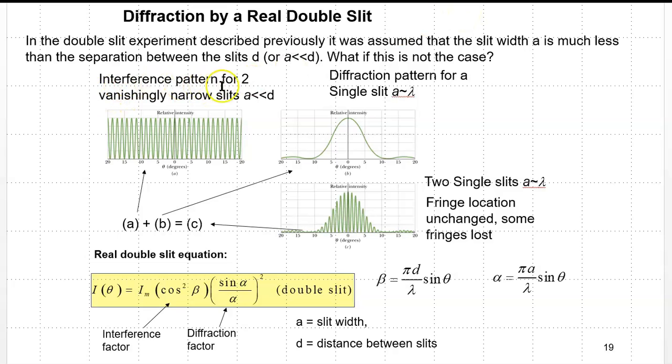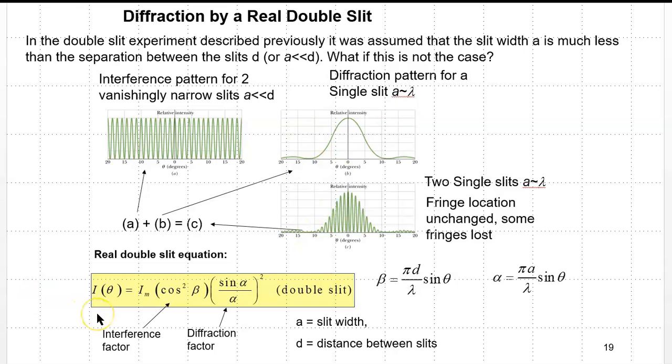Here we have an interference pattern for two vanishingly narrow slits where a is much less than d. Here we have a diffraction pattern for a single slit. Can you sort of see that if you add these two together, do a little bit of magic in your head, that you wind up with this? It turns out this is the envelope for this. You haven't changed the fringe locations, but you do lose some fringes. Where these minimums occur, you lose some fringes.